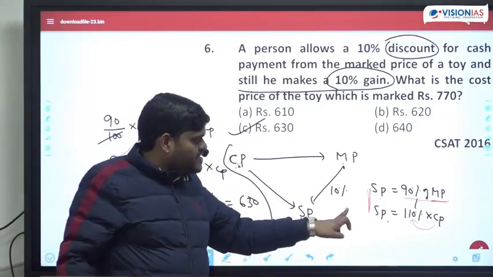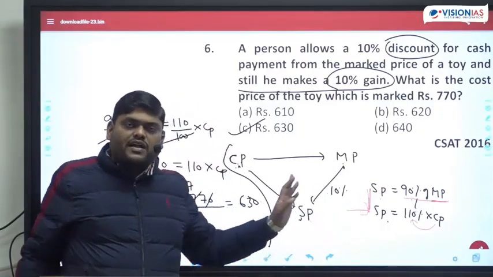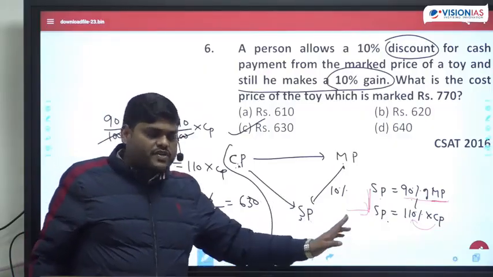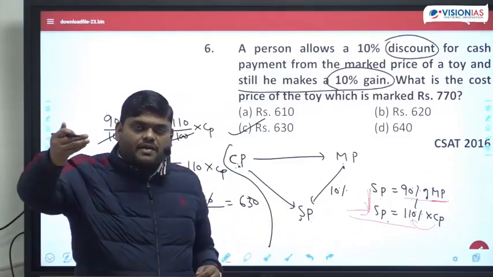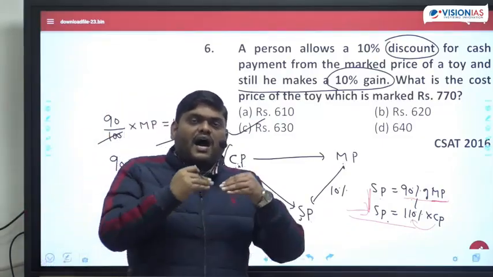This is what we have discussed in the first class of profit and loss. When I started profit and loss, we even discussed this in percentage also. When a 10% increment is there, the number becomes 110%.